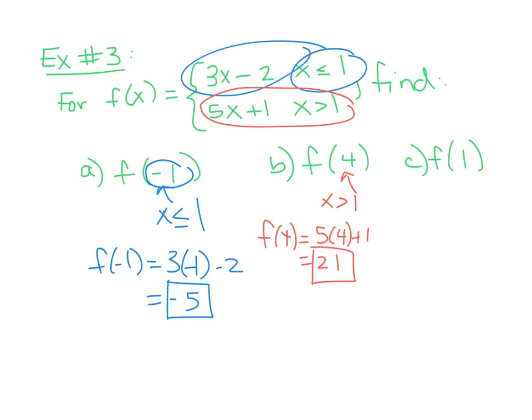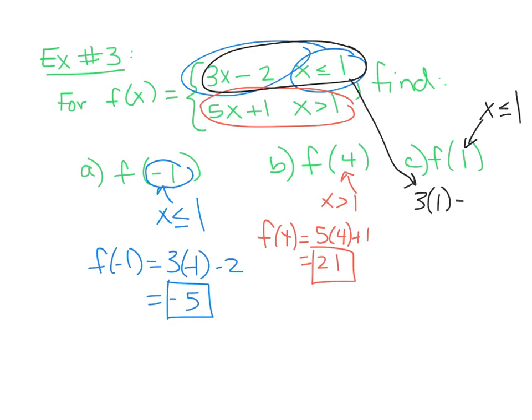So then the last one sometimes is confusing for people. You're going to have to figure out if this is going to be greater than or equal to 1 or greater than 1. Because it is equal to 1, we're going to use the one that's less than or equal to 1, which is the 3x minus 2. So we're going to get 3 times 1 minus 2, or 1.